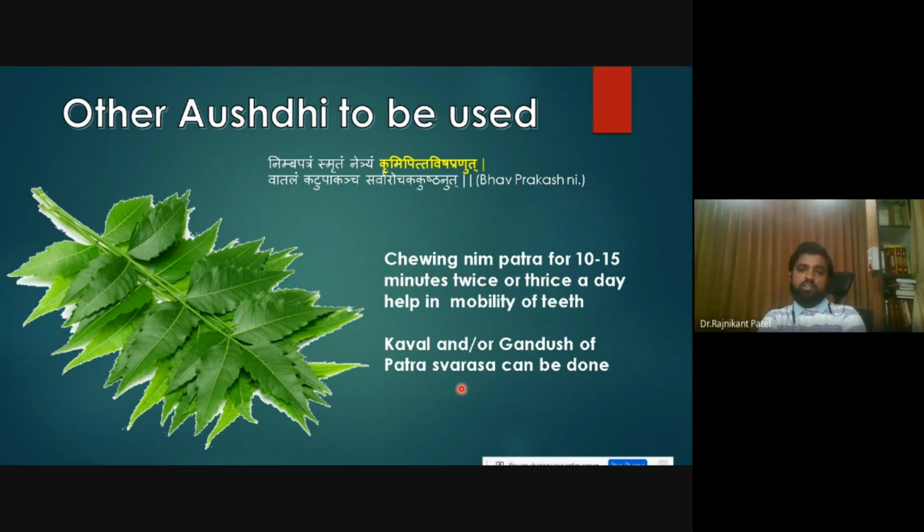So in any patient where we see teeth mobility, or the tooth is moving, or the socket is becoming weak, simply using this neem patra, we advise the patient to take 10 to 15 leaves of this nimba twice or thrice a day. We can definitely see improvement in teeth mobility in 7 to 10 days.